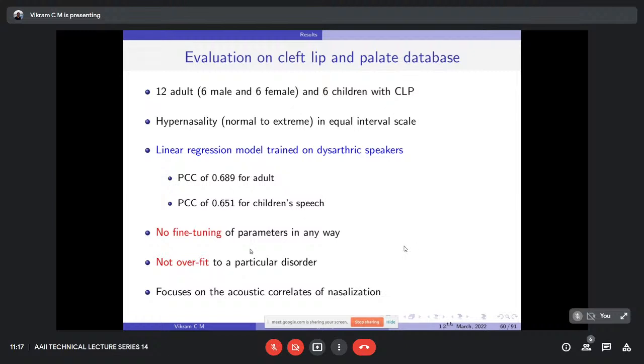We didn't fine-tune any of our neural network or linear regression model parameters, so this is not overfit to a particular speech disorder. This is one requirement clinicians currently expect: a system trained for one particular disorder should also work for different speech disorders.